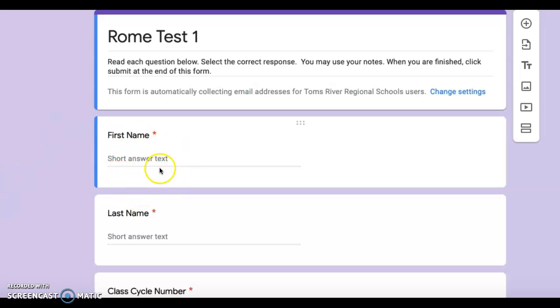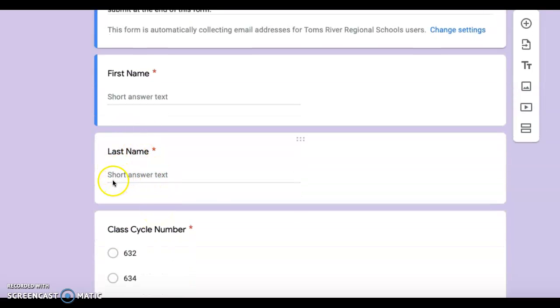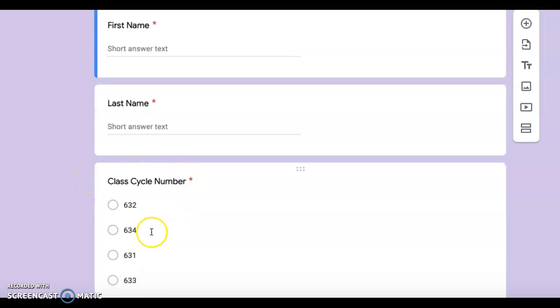First, you're going to type in your first name in the box here. You are then going to type your last name in the box here. You will now select your class cycle number.